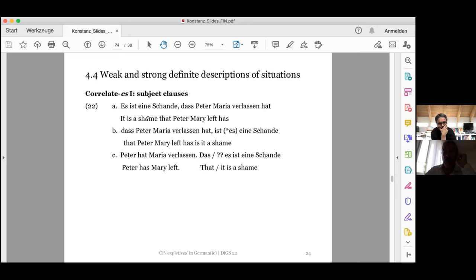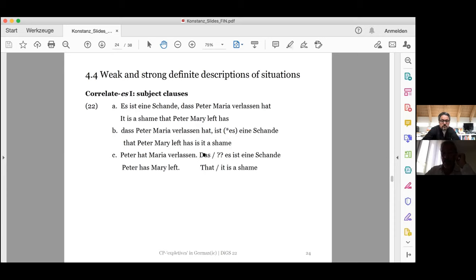Here es is obligatory. But if the clause is topicalized, es has to disappear. So if it's given information, given in the discourse and then picked up, es is replaced by another demonstrative element, dies. And of course, what we're going to suggest is that es is the weak version and dies is the strong version of a pronoun that characterizes a situation, not an individual.